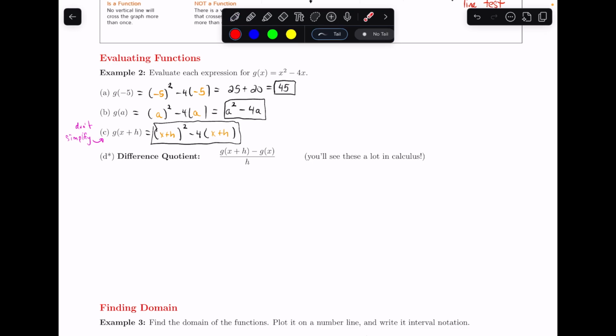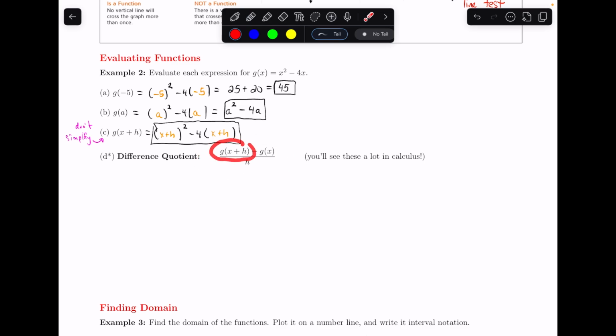So let's end this video with what's called a difference quotient. So when I have a fraction that looks like this, g of x plus h minus g of x over h, you're going to see these a lot in calculus. And in calculus, you'll simplify things like this and then do one extra step at the end, which is called taking a limit. But actually, 90% of those problems we can do now. It's purely algebra. So how do we do this?